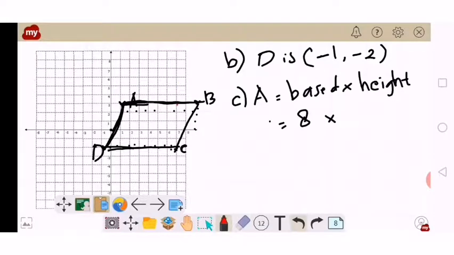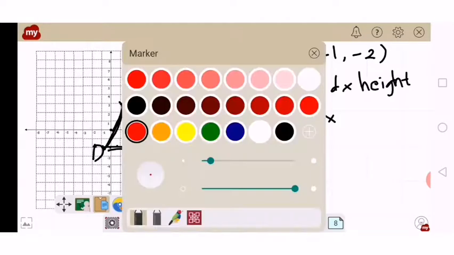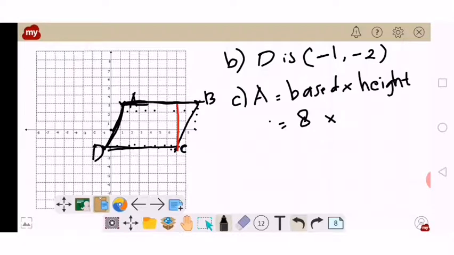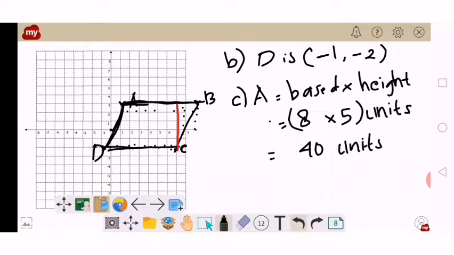Okay, so this is the height of the trapezoid, the red line. Then we can say that the height is 1, 2, 3, 4, 5 units. So I collect it all together and I give units. So here we have 40 units, the area of the trapezoid ABCD.